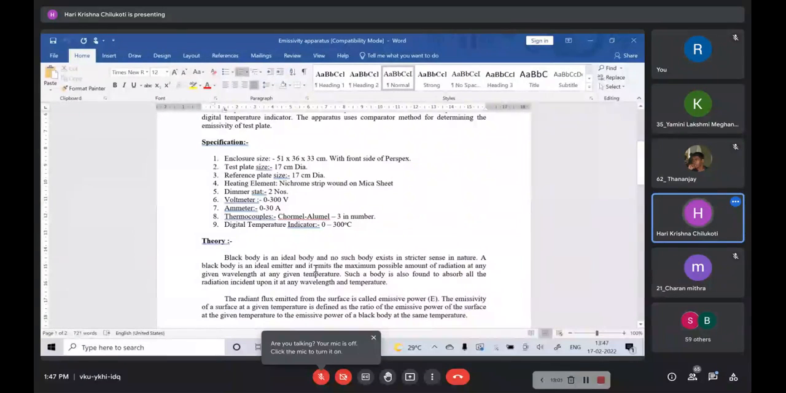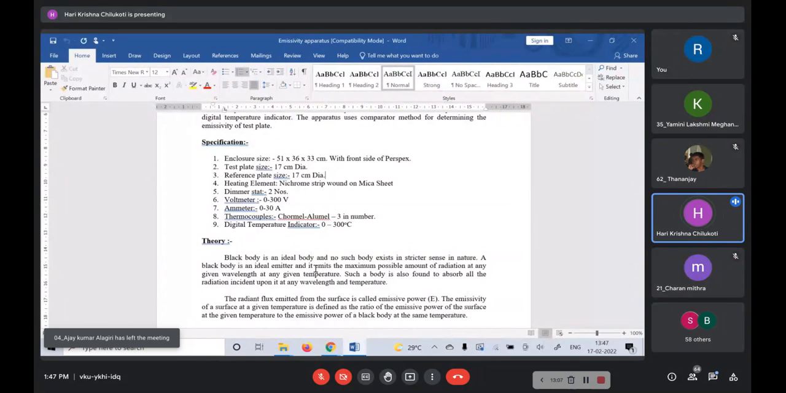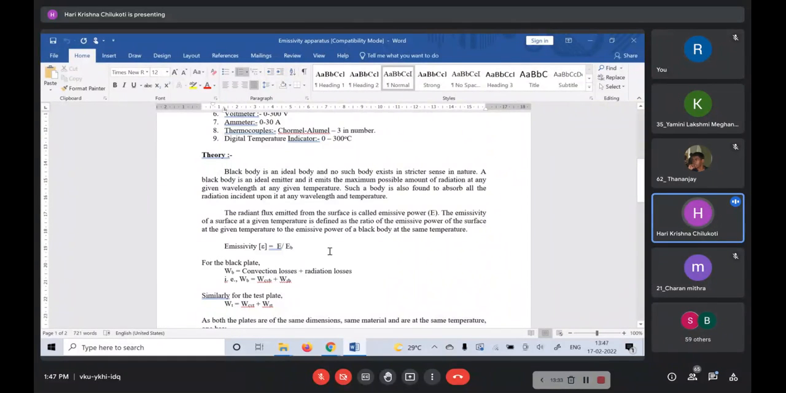From the heat transfer course, we have known that black bodies are the ideal bodies which emit the maximum possible radiation at a particular wavelength at a particular surface at a particular temperature. And these are also ideal absorbers. That means they absorb all the radiation that is incident upon their surface at any wavelength at any temperature. Here in this particular experiment, we are assuming that the plate which is coated is acting as a black body.